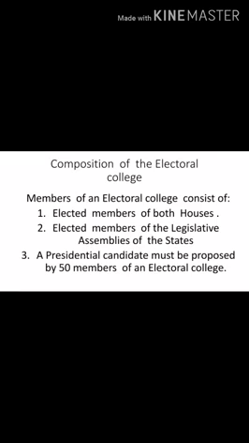Next topic in this chapter is the composition of the Electoral College. Now, what is this Electoral College? These are the people who will elect the President of India. So, how is this Electoral College formed? First of all, the President is elected indirectly. The procedure is indirect, by the members of an Electoral College consisting of elected members of both houses of parliament, then the elected members of legislative assemblies of the states, including the National Capital Territory of Delhi and the Union Territory of Puducherry.